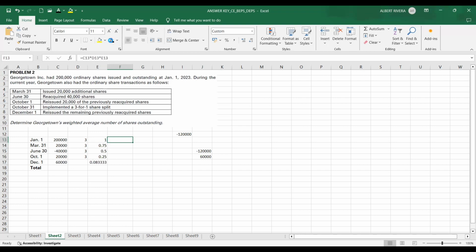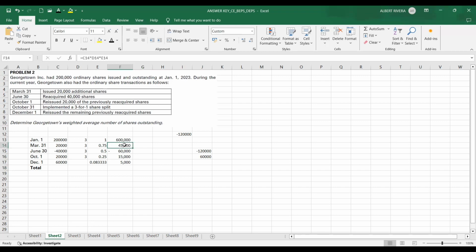This is now the weighted average. 20,000 times 3 times 9 over 12 is 45. Negative 40,000 times 3 times 6 over 12 is 60,000. 20,000 times 3 times 3 over 12 is 15,000. And 60,000 outstanding for 1 over 12 is 5,000. So this is now the weighted average number of shares outstanding.